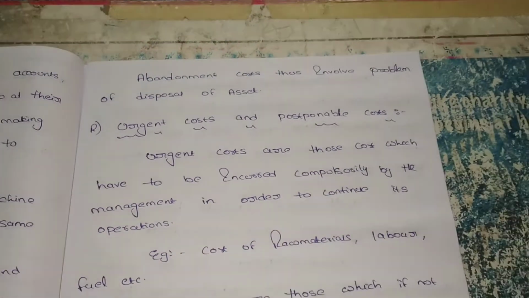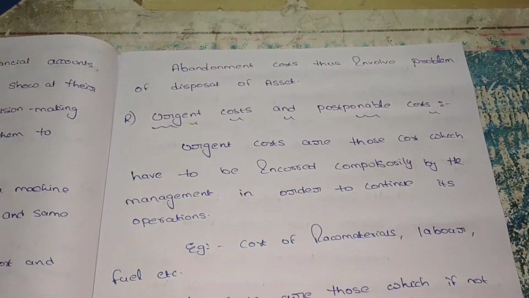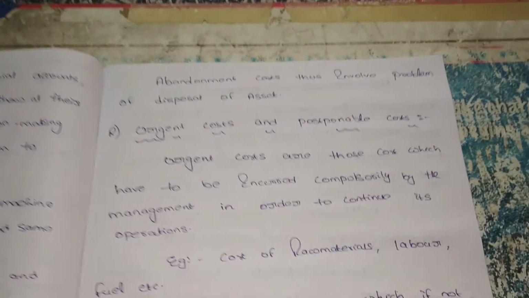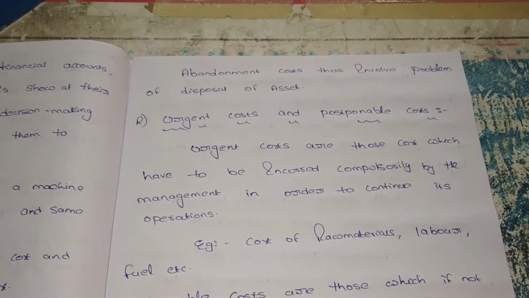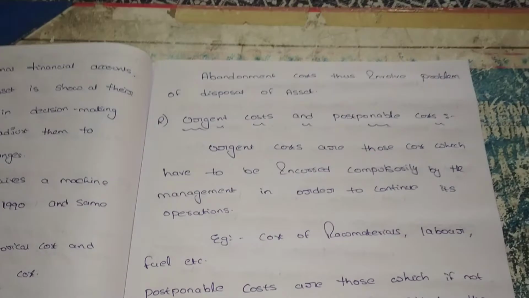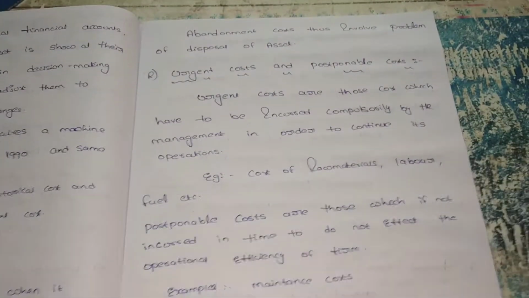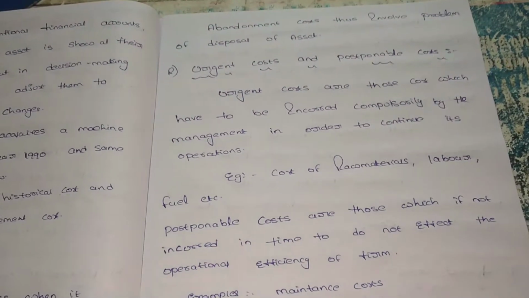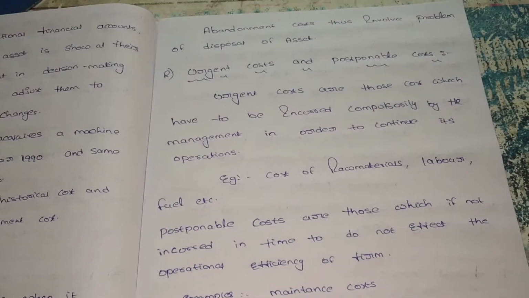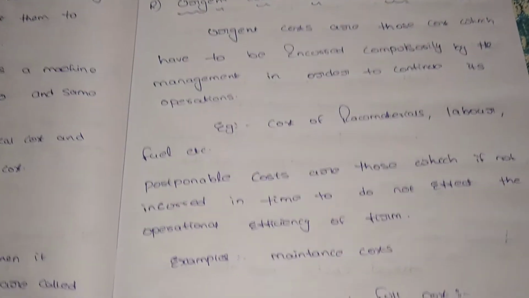What is urgent cost and postponable cost? Urgent cost means when any organization is in the running process, producing products, doing the production process, at that time we incur some cost. That cost we call urgent cost. What is postponable cost? It means whether the company is producing or not, the cost has to be incurred. That is postponable cost. Example, maintenance.